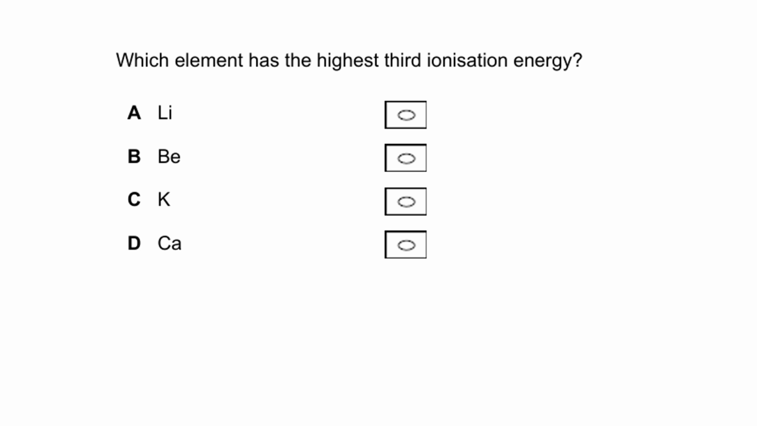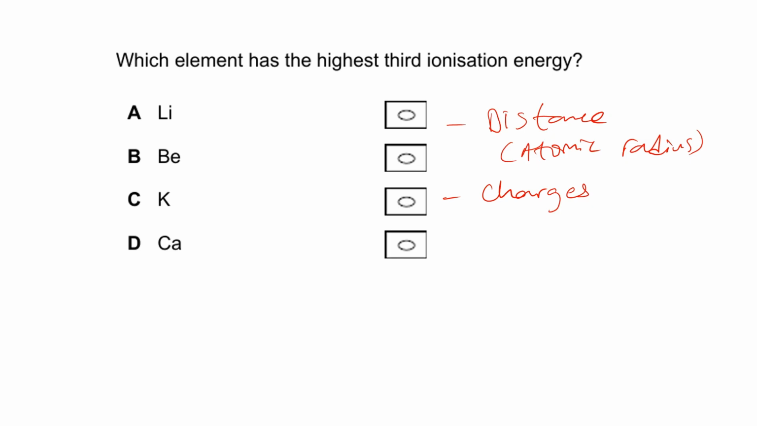Which element has the highest third ionization energy? Before you answer this question, you need to understand the factors that affect ionization energy. The factors are, number one, distance, and by distance I mean the atomic radius. Number two, we have the atomic nuclear charges. And number three is shielding.